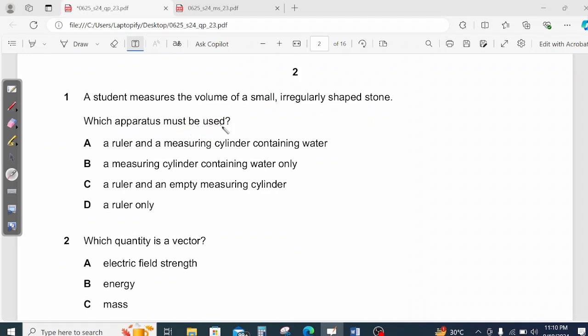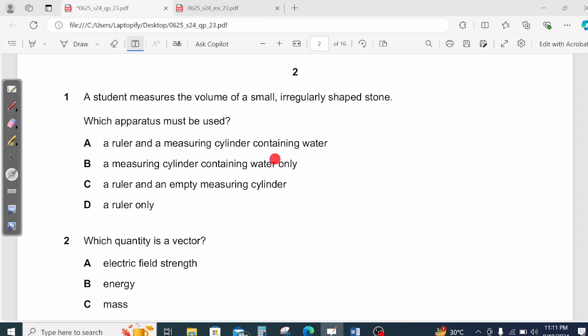It means if you want to find the volume of an irregular object, what apparatus is required in that case? I have already uploaded 10 lectures on measurement and physical quantities, where I have given all the details. You can also understand those lectures.